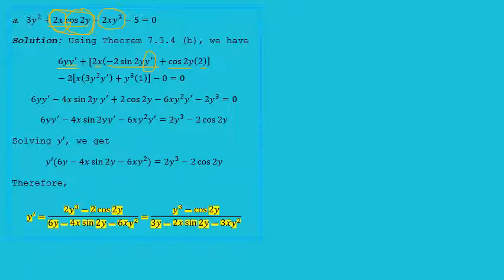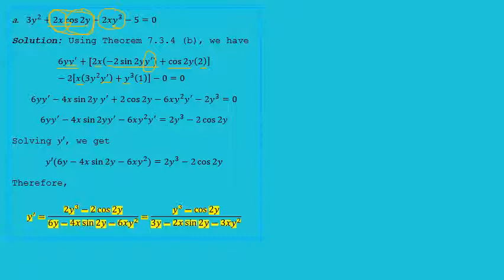So, the same with the third term, product rule pa rin. So, we have negative 2. Ang first function natin is x. Second function is y cubed. So, ang derivative ni y cubed is 3y squared. So, since variable y, nag-add tayo ng y prime, plus second function na y cubed times 1, yan yung derivative ni x. Minus yung derivative ni 5 is 0.